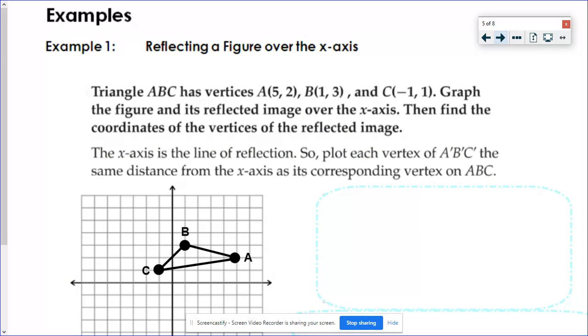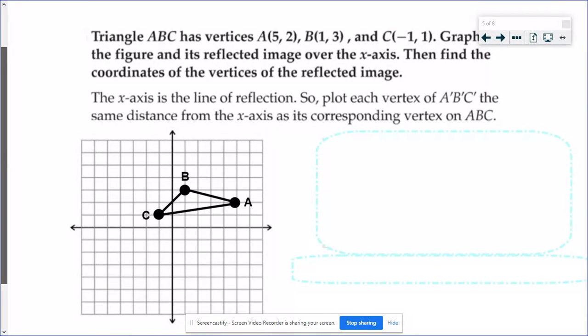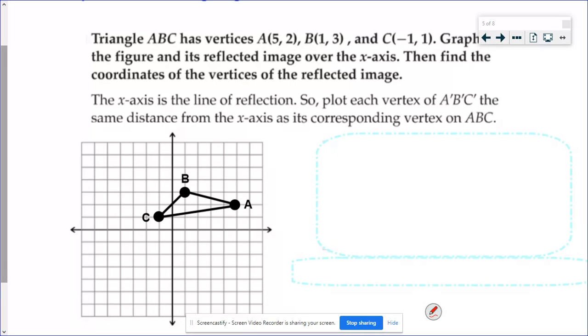So these are the example problems that we're going to go over. We've got triangle ABCD, and it's already graphed there for you. I want to reflect this over the x-axis. Because it's reflecting over the x-axis, without even worrying about numbers, here's my x-axis. Point C is 1 unit above the x-axis, so I'm going to go 1 unit below the x-axis. That's C prime.